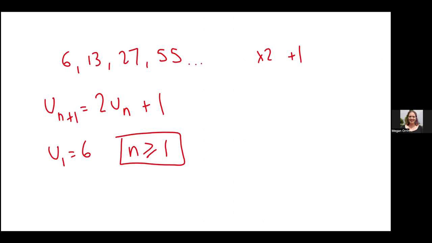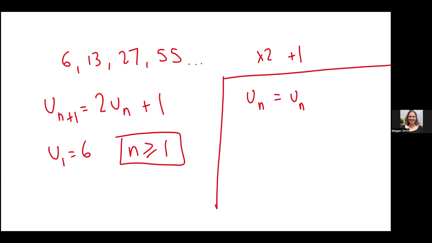So what if I said, let's just do a completely different one. If I said u of n plus 1 is the previous term minus 4, and I said that the 5th term is 22. What's the first term?